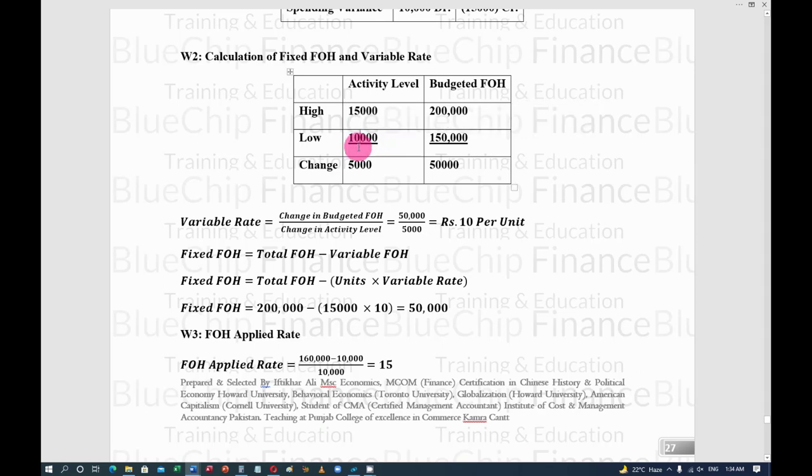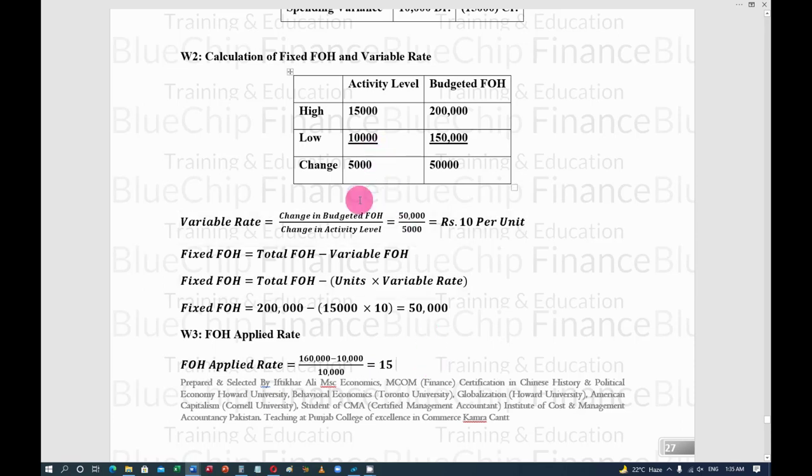Because as you know, the variable rate depends on the activity level, but the fixed rate is not dependent on the activity level. So we can calculate the FOH applied rate overall. If we take this level, simply 150,000 divided by 10,000 equals 15. So the FOH absorption rate is 15.